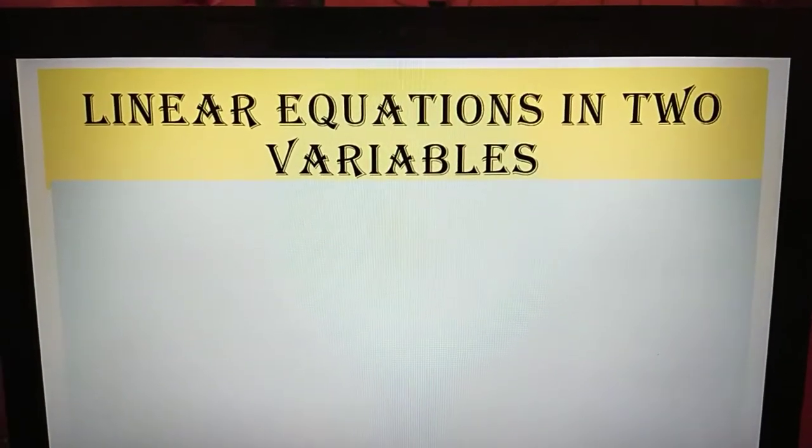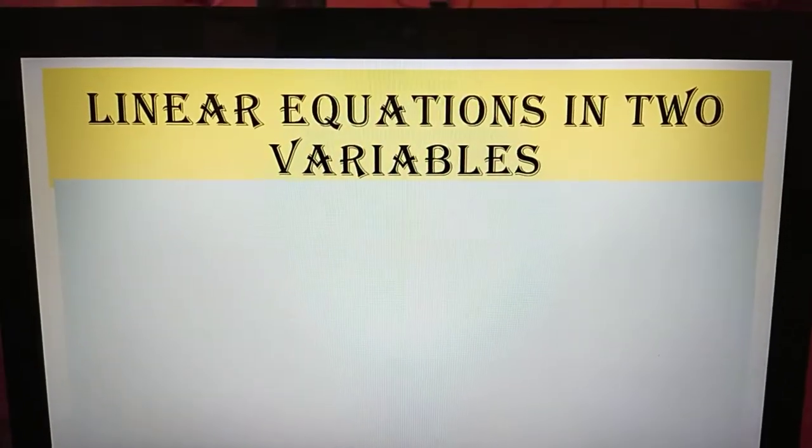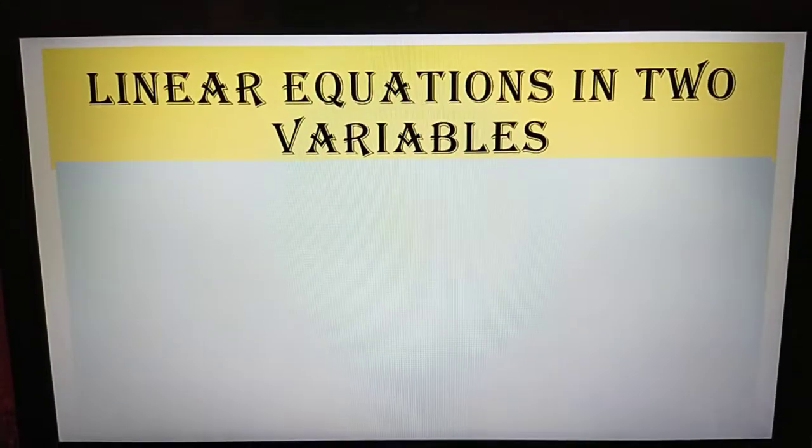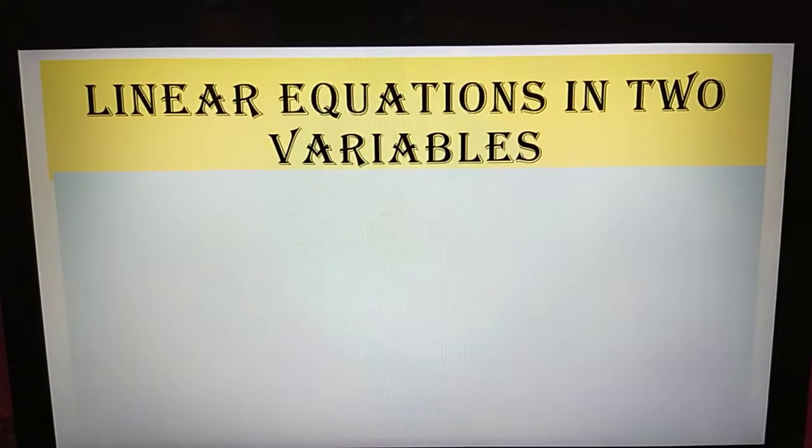We learnt linear equation in two variables yesterday. We'll do a fast revision and then we will start with practice set 1.1.